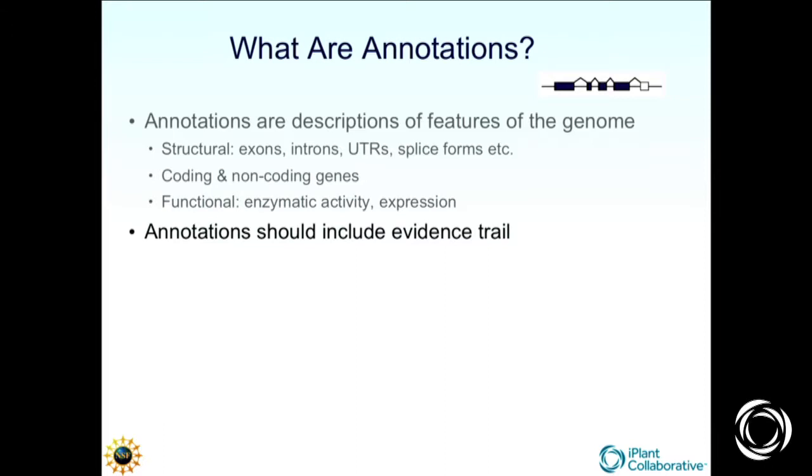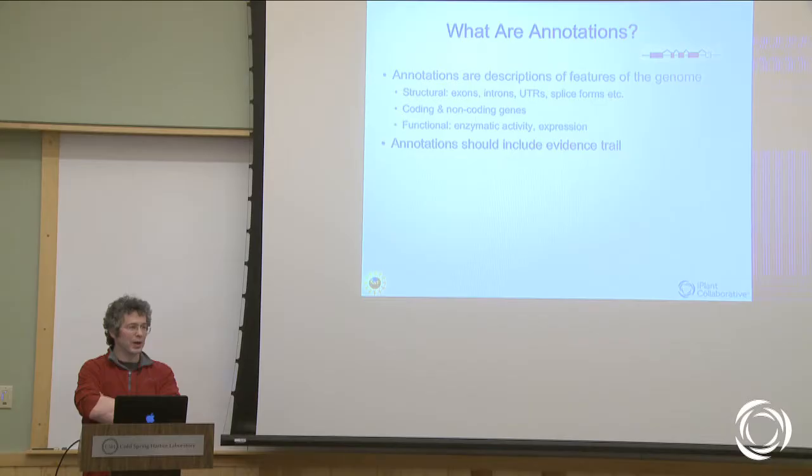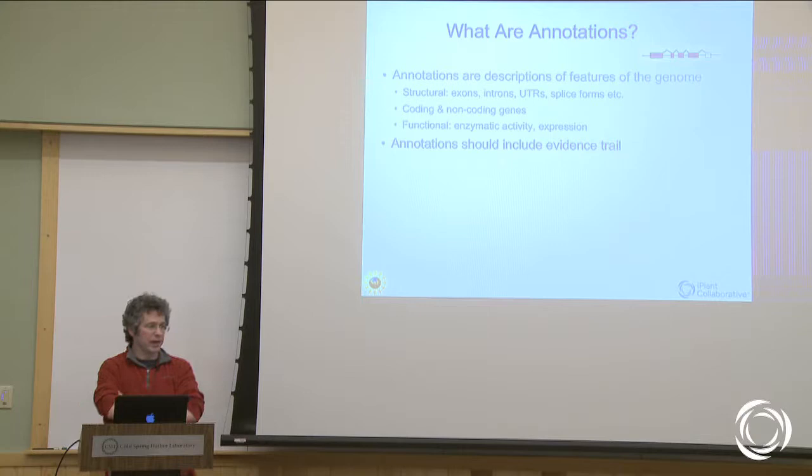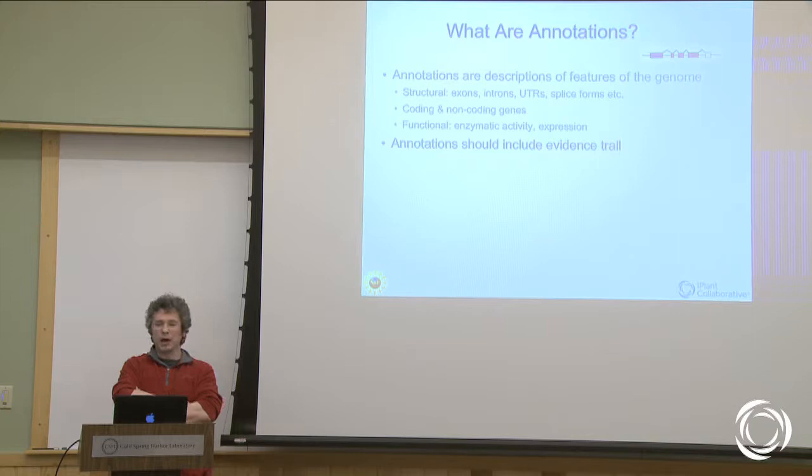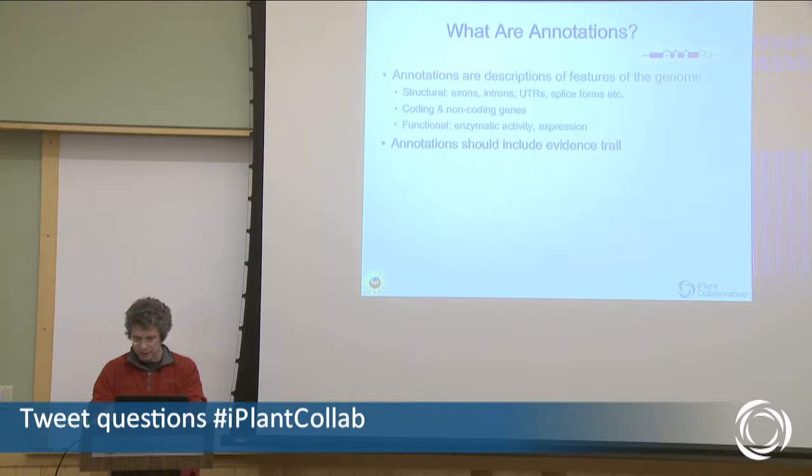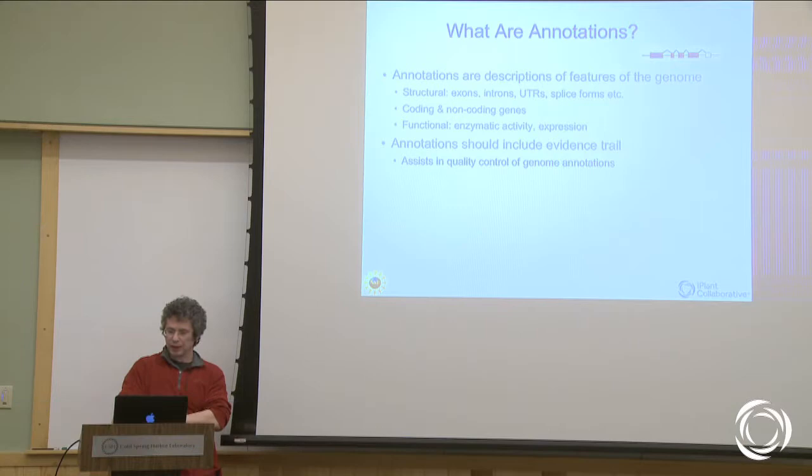One of the key points in doing annotation is that annotation is actually really messy, right? We all know that it's not easy to define where the genes are. And even if you define where the genes are, it's not easy to define exactly what its structure is. So it's very important to have an evidence trail. That is, not only have you annotated a particular region of the genome, you have the underlying evidence and you know why it's annotated that way. So of course, this assists in quality control of your genome annotations.